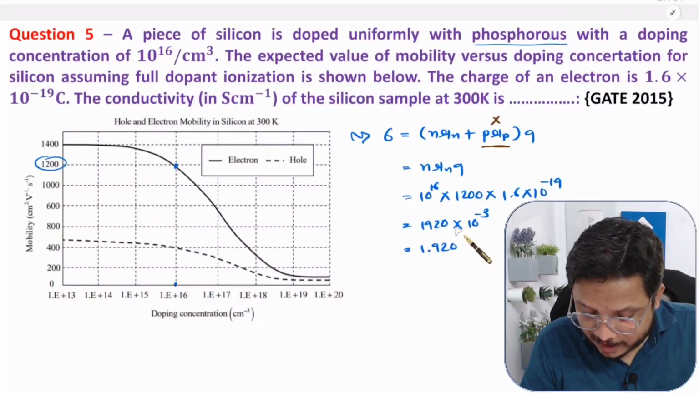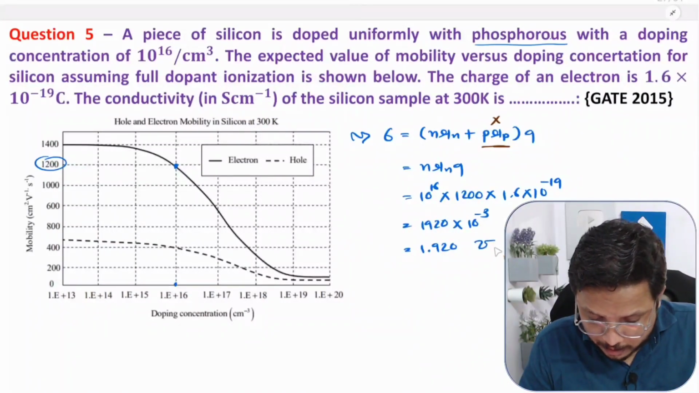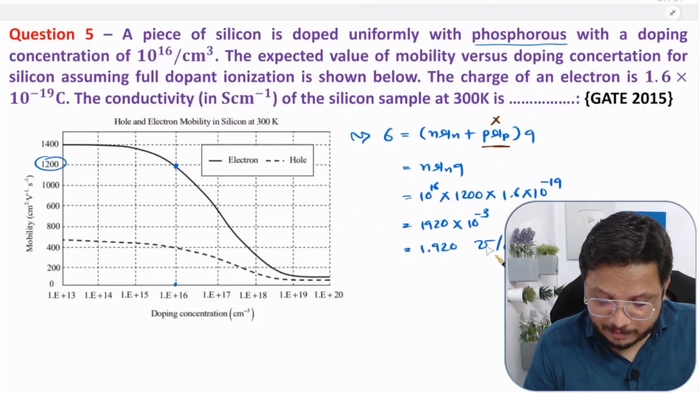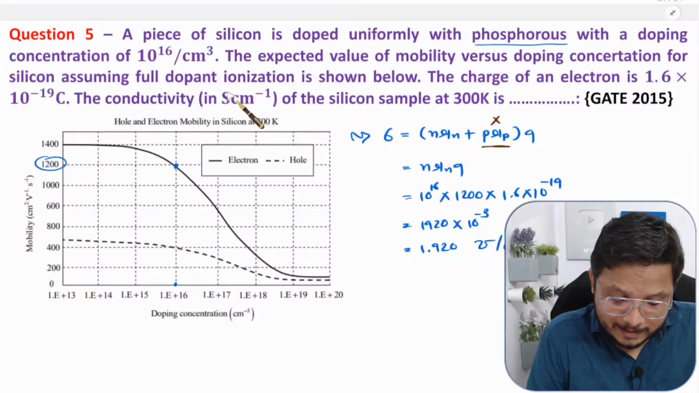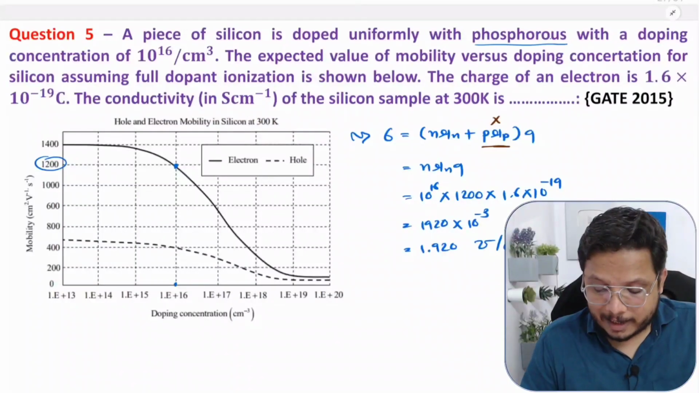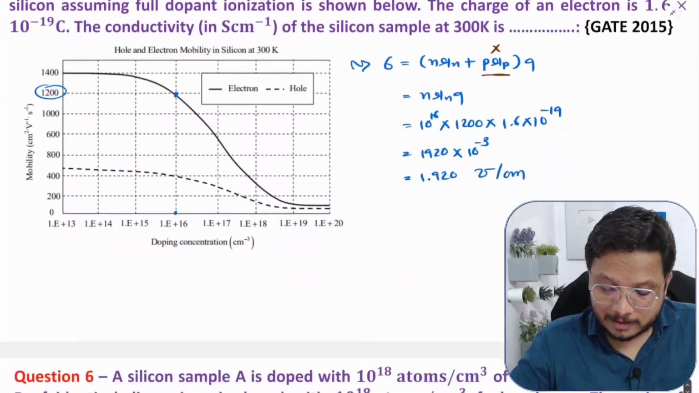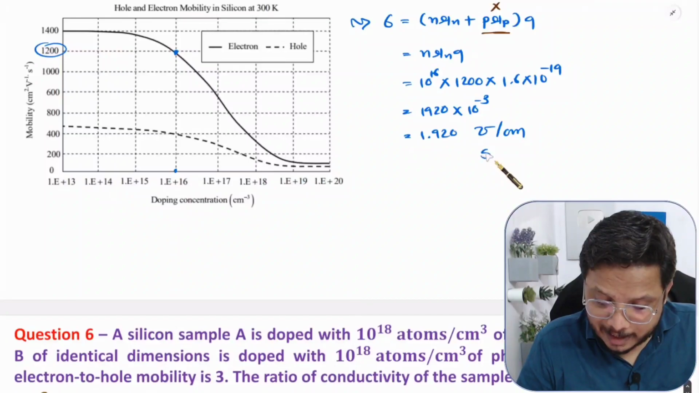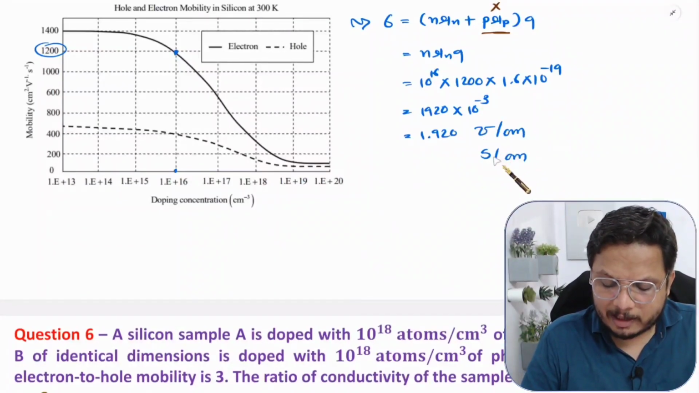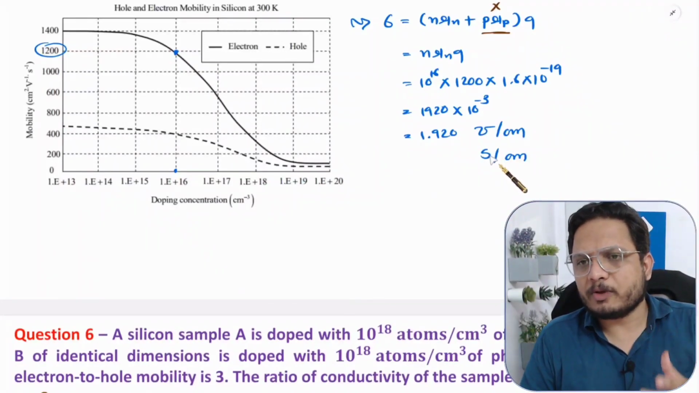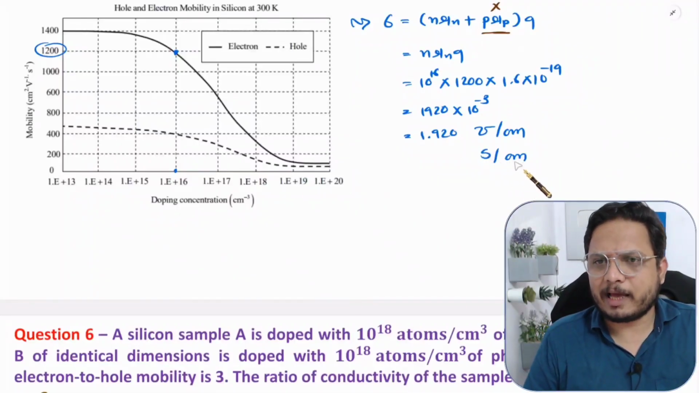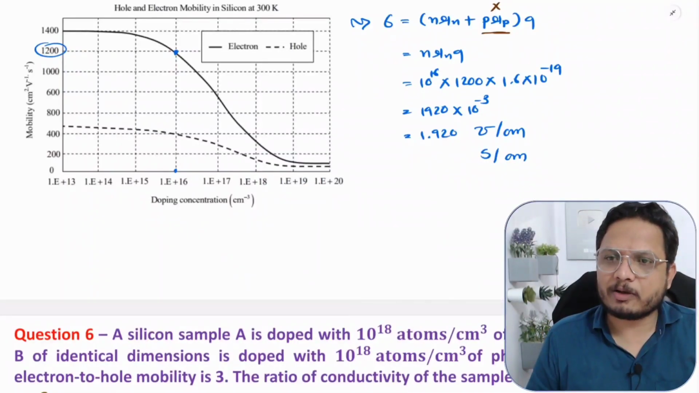You should know conductivity is mho per centimeter, and we can write that as S per centimeter, S centimeter inverse, right? Mho per centimeter, some books are using this notation as per centimeter as well, right? So that is how simply we can solve the question.